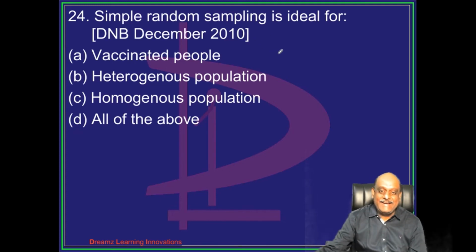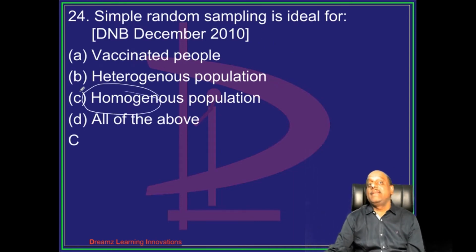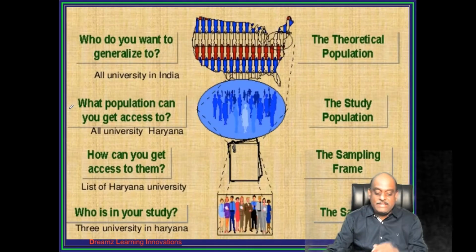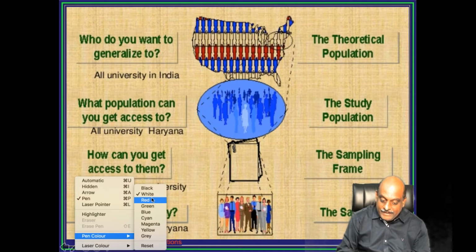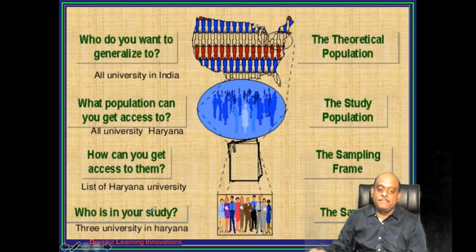अभी आ गया interesting question. Simple random sampling, where is it ideal? If it is a homogeneous population, it is ideal. अभी बताओ सैम्पलिंग में कितना मेथड्स हैं, आपको कितना मेथड्स मालूम हैं, फटाफट बोलो डॉक्टर.